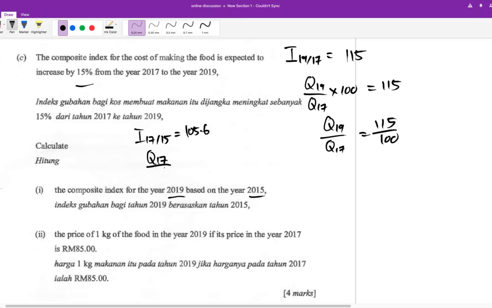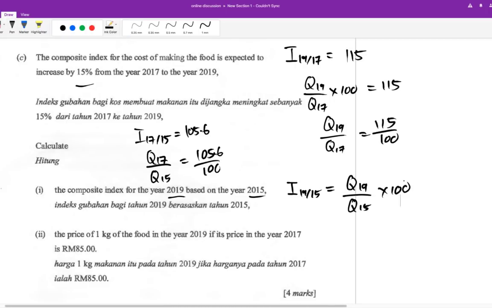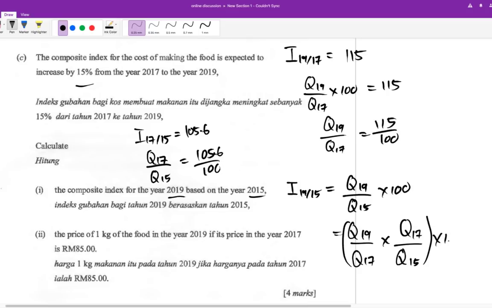I do the same method here. Then I get Q17 over Q15 equals 105.6 over 100, because I move the multiply by 100 to the other side and divide by 100. And then I'm doing the chain rule, because the question wants the composite index for 2019 based on 2015. That means they want an index number for 19/15, which is Q19 over Q15 times 100. So in order to get this, I will do the chain rule over here. If you are an MF student, you should know what the chain rule is. And the middle one must be the same, which is Q17, and the whole thing multiplied by 100.